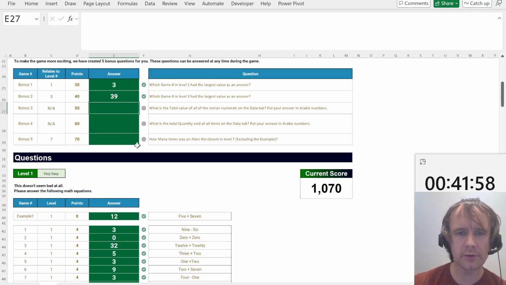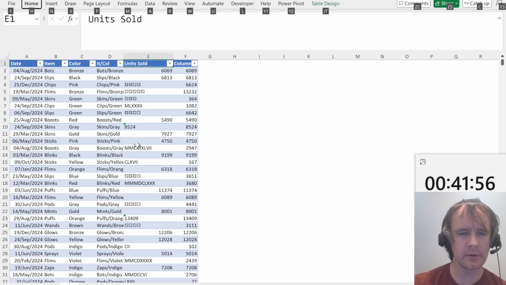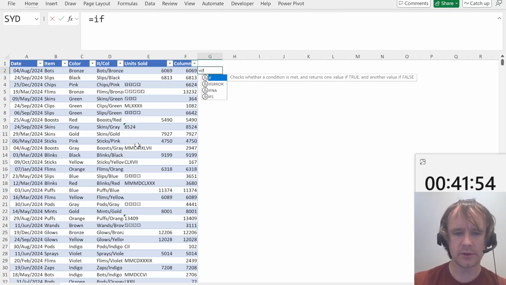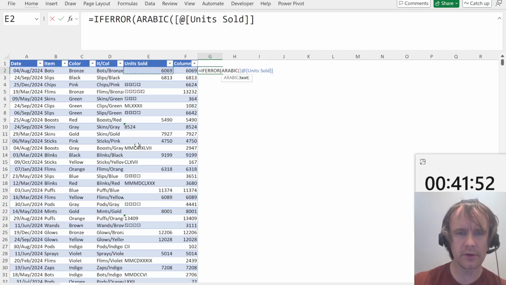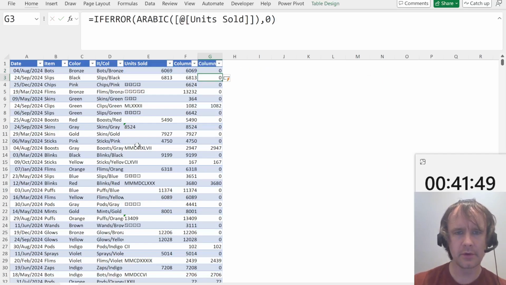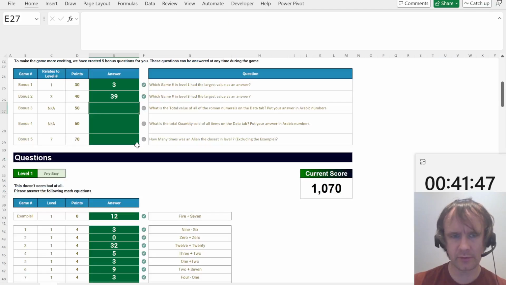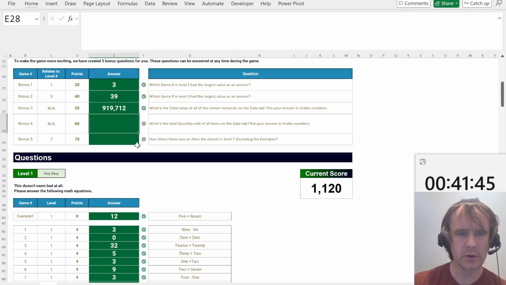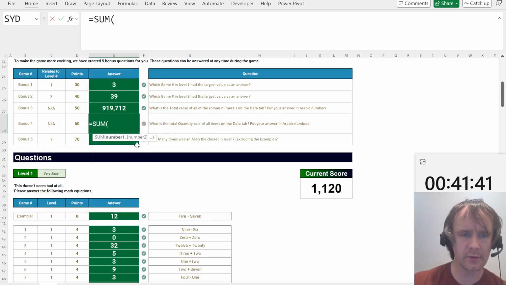The total value of all the Roman numerals, okay, equals IFERROR ARABIC of that, and 0. 919712. What is the total quantity sold of all items? So that's just the sum of this column.